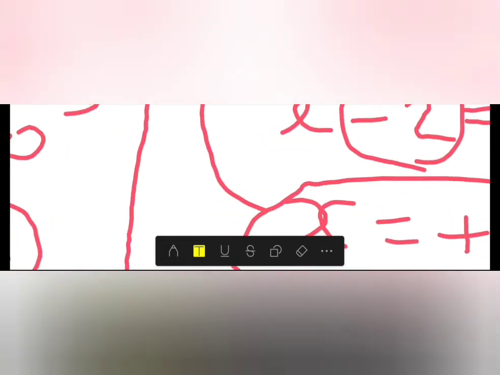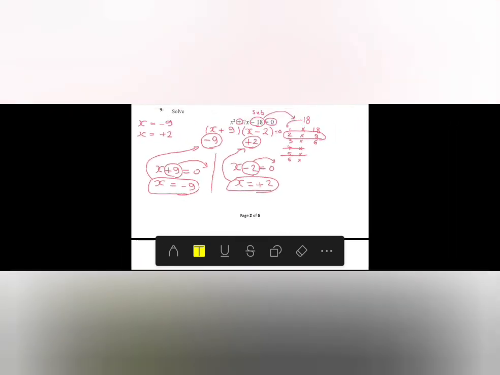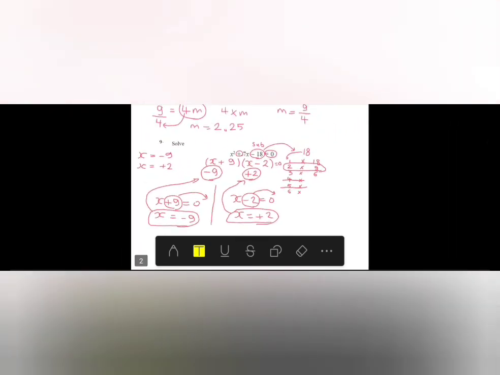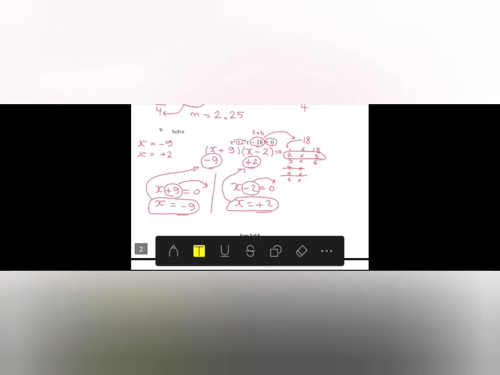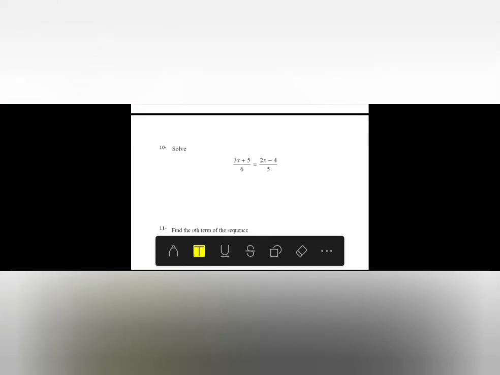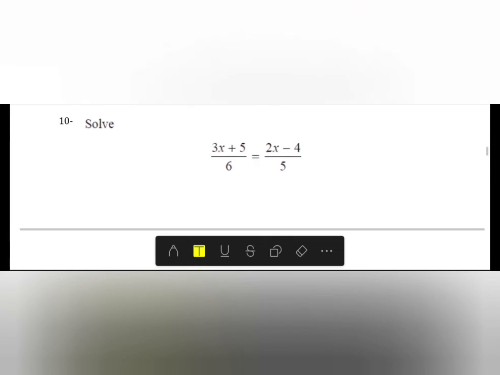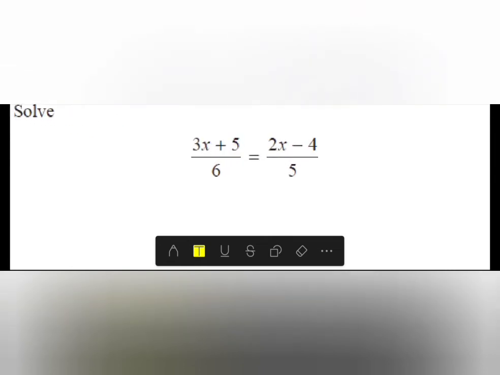And in this way, we factorized and solved the quadratic equation by using the double bracket method. And this is how you answer a question like this. Now let's move on to the next question. Question 10. In question 10, we need to solve this equation. And by solving, it means finding the value of x.